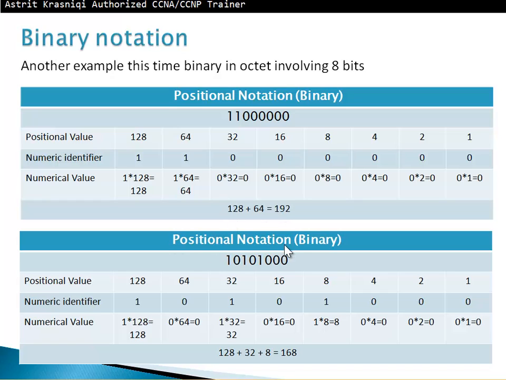So if we take another binary number, 10101000, we place it on the table, we ignore the zeros and we just add the ones. This one here represents 128. This digit here represents 32. And this digit here represents 8. So 128 plus 32 plus 8 will give you 168 in decimal.